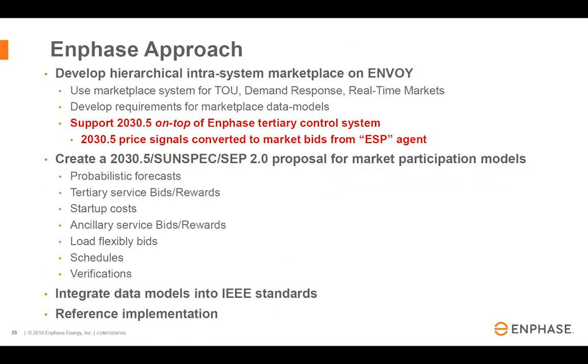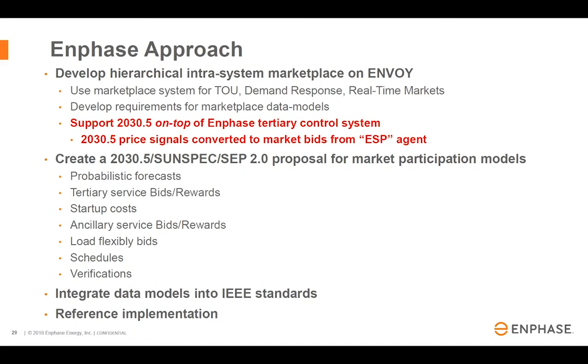So our approach has really been, I think someone said that marketplaces should be customer driven. I really like that, because that's kind of what we're doing in our own system, where we're actually the customer and the designer at the same time. We're developing an intra-system marketplace on our Envoy. We want to run our energy controls internally, even though we own all the equipment. We want to run the controls on them sort of like a blind auction marketplace. So we're having to develop this marketplace right now and developing the data models for that.